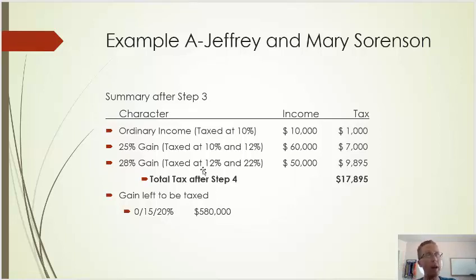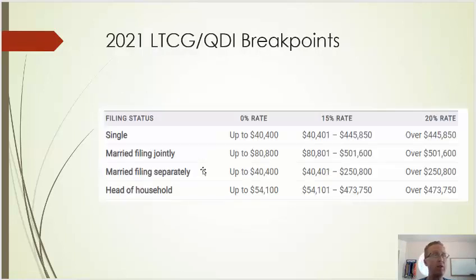My base is what? 120,000. That's what I've taxed of income. And I've got 580 now of 0, 15, 20. That was the QDI and the long-term capital gain combined. You can see here that married filing joint, the zero bracket, we leave it at 80,800, and because I'm already at 120 with my ordinary income rates, I'm already into the 15. Then the question is, is it all taxed at 15, or do I actually exceed the 501,600 in total, which would be ordinary income plus long-term capital gain? Up to 501,600 is taxed at 15. Anything above that would be taxed at 20.